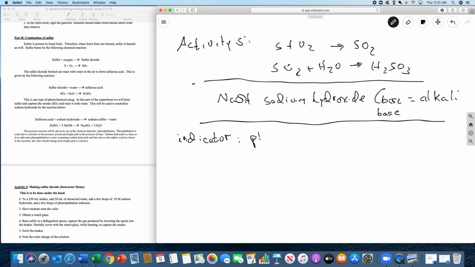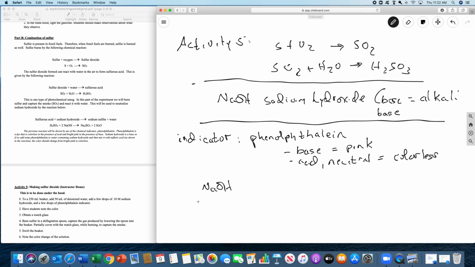In this case, the indicator is phenolphthalein. Phenolphthalein, in the presence of base, is bright pink. And in the presence of acid or neutral, it is colorless. So what I do in this particular experiment is I take a flask that's got some sodium hydroxide in there and phenolphthalein, so it looks pink.